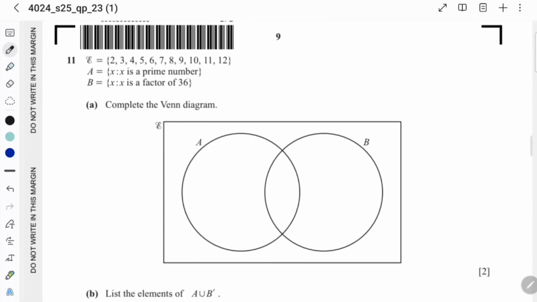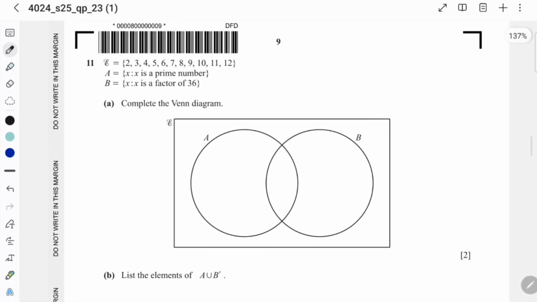I hope you understood. This question is on sets. Here the universal set values are given: 2, 3, 4, 5, 6, 7, 8, 9, 10, 11 and 12. A is the set of prime numbers. First of all, find out which prime numbers come from this universal set. That is 2, 3, 5, 7 and 11.